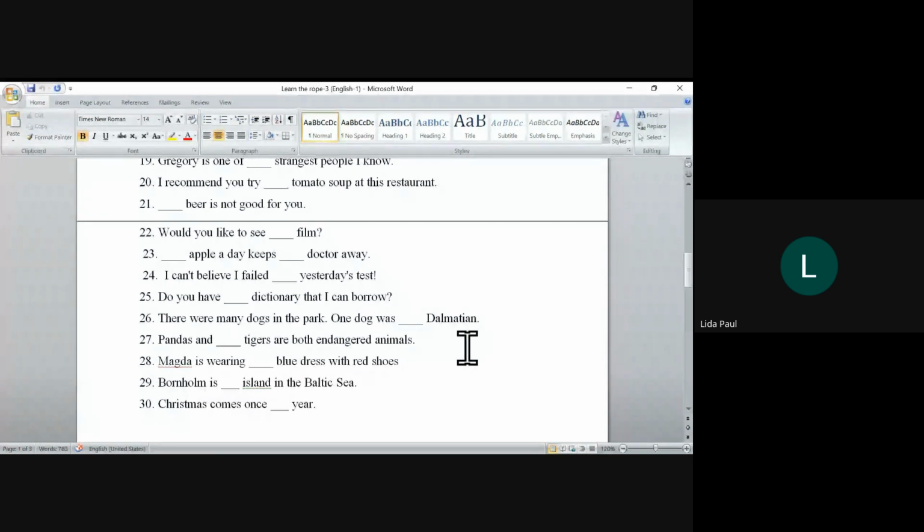The last one here. Christmas comes once ___ year. Oh, yeah. Once a year. In certain varieties of English, they also accept an, but for our course, we are going to use a, right? Because with year, the first sound you hear is y, which is a consonant sound. Hence, we are going to stick with a.